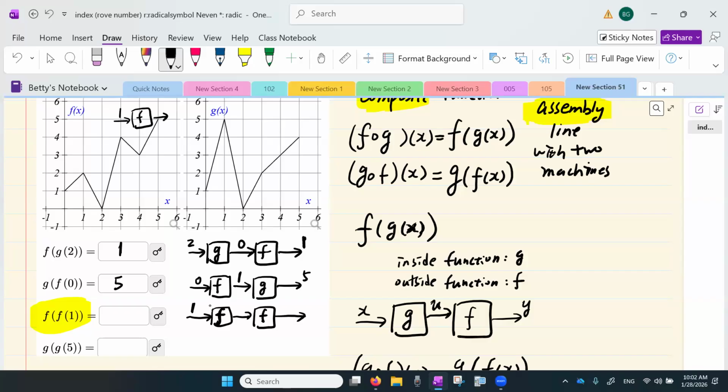Since we're given a graph instead of an equation for f, we need to find a point on the graph. Which point on f has x coordinate 1? The point (1, 2). Very good. When x is 1, y is 2. So when the input is 1, the output of machine f is 2. Now we have the semi-product.